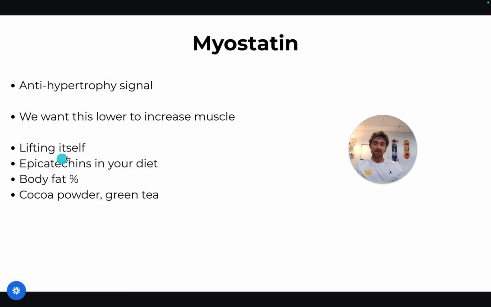And then I don't really know how to say this, epicatechins in your diets. So things like green tea, cocoa powder, and then body fat percentage as well. That's why starting from a lean state when you're bulking, I always want to say you want to get to a lean state before you start a lean bulk phase, just because you're going to have a way better environment for muscle growth in the body.